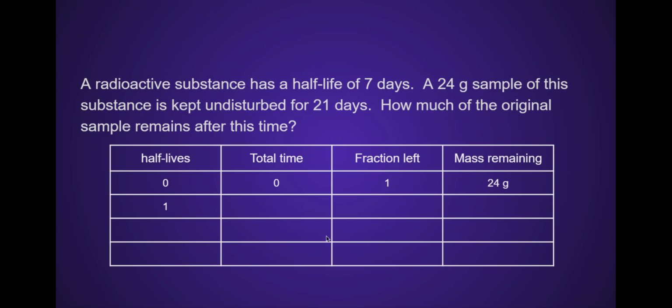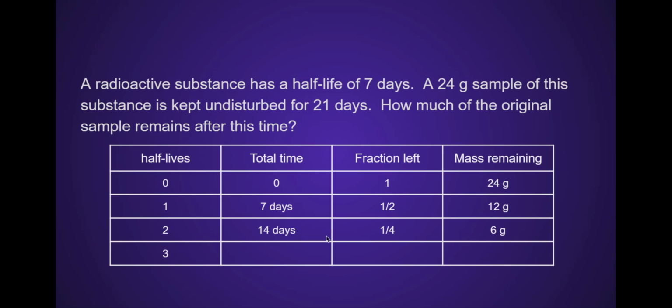All right, after 1 half-life, how much time has gone by? Well, the half-life is 7 days. 1 half-life is 7 days. Fraction remaining, half what we had 1 half-life ago. Mass remaining, half what we had 1 half-life ago, 24. Half of that is 12 grams. After 2 half-lives, how much time has gone by? Another half-life, another 7 days added to the previous, 14 days. Fraction is going to be 1/2 what we had a half-life ago, that's a quarter. And the mass is going to be half of the 12 grams we had 1 half-life ago, so we have 6 grams.